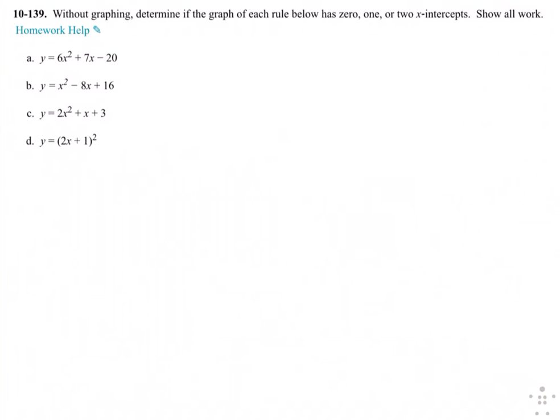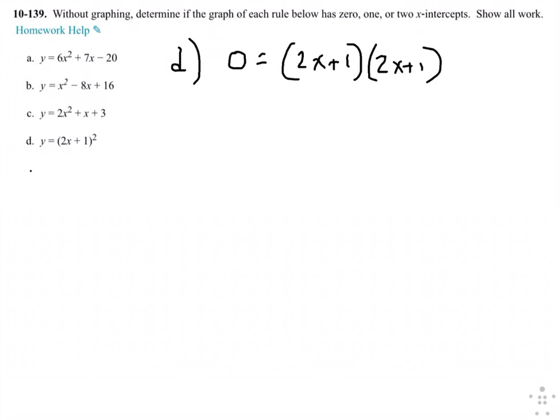And the last one, D, we have y equals 2x plus 1 squared. So let's just think about this. Since it didn't say using the discriminant, if I were going to find the zeros, it would be 0 equals 2x plus 1 squared, 2x plus 1 times 2x plus 1. So the zero product property says that this is going to be 0 or this is going to be 0. But these are identical, so there's really only one solution, and this is it. There's one solution.